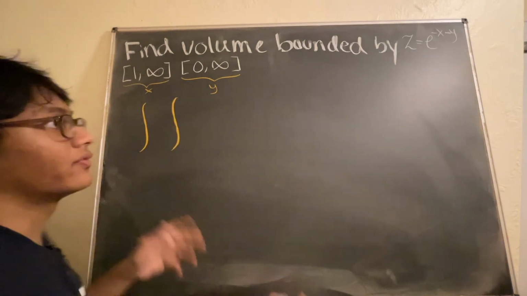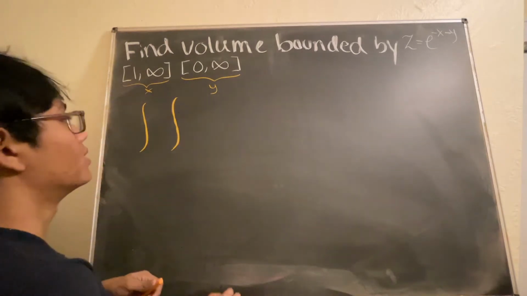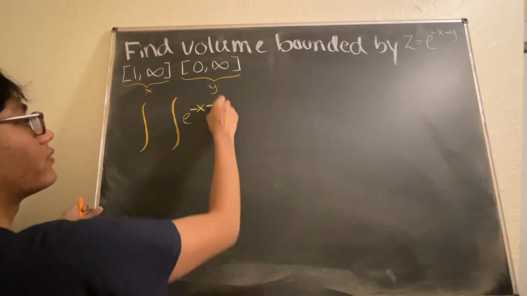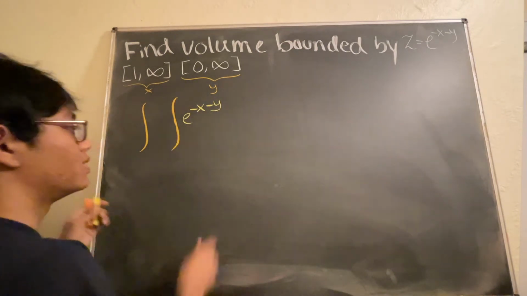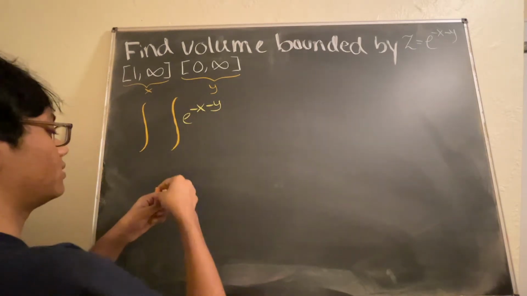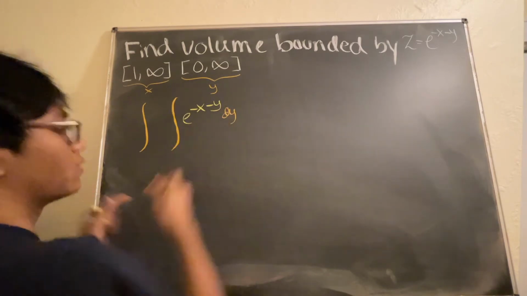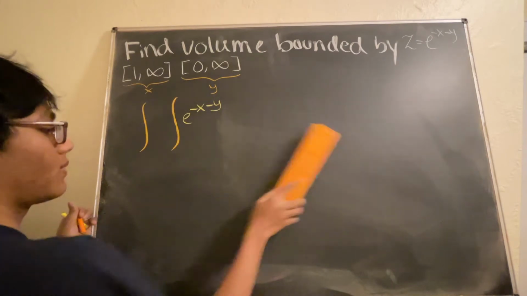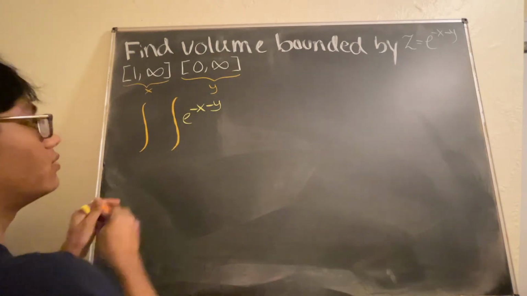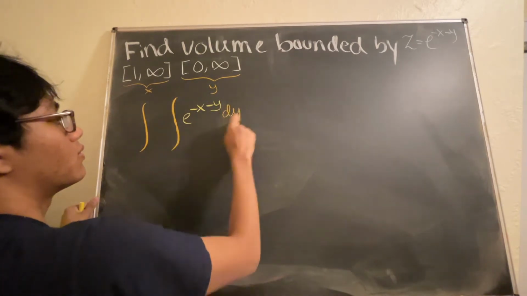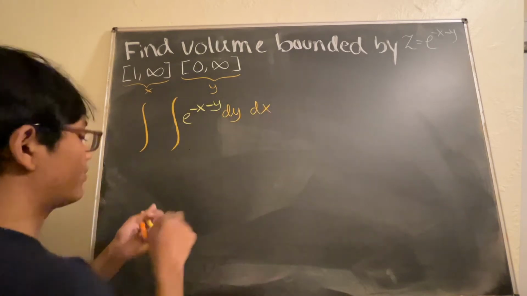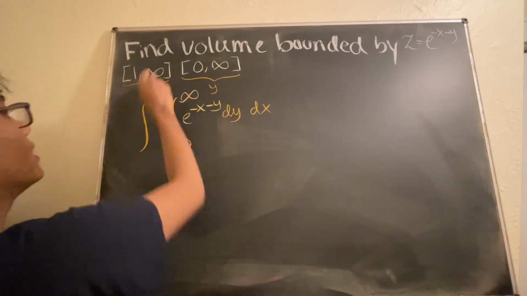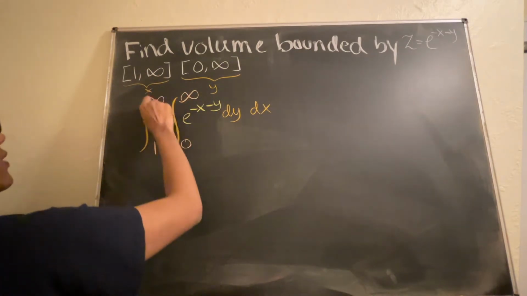And does it matter if we do dy dx? No, it doesn't matter. Let's just put in e to the negative x, e to the negative y, and I'm just gonna put dy dx. And of course my y bounds are from 0 to infinity. My x bounds are from 1 to infinity.